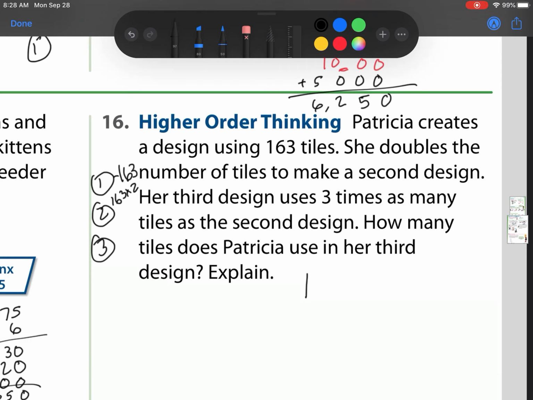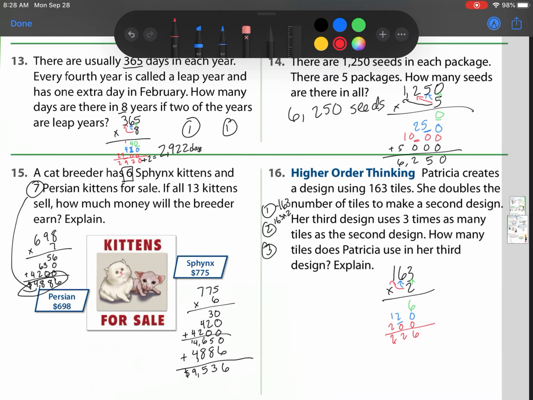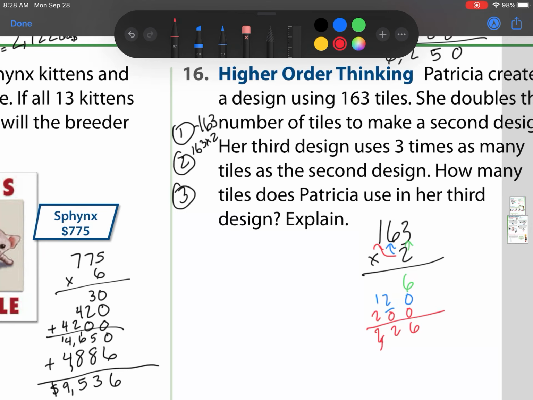163 times 2. So I'll put my colors back for you guys. That's a 6. My ones place, or my tens place, so I add a 0, and that's a 12. And my last one is the 100, so I add 2 zeros. And I multiply, and 6, 2, 2. So that second one, oh, Mr. Wimley made a mistake. That didn't, right at the end is 326. So actually I'm just going to erase that completely. 326. So the second one has 326.